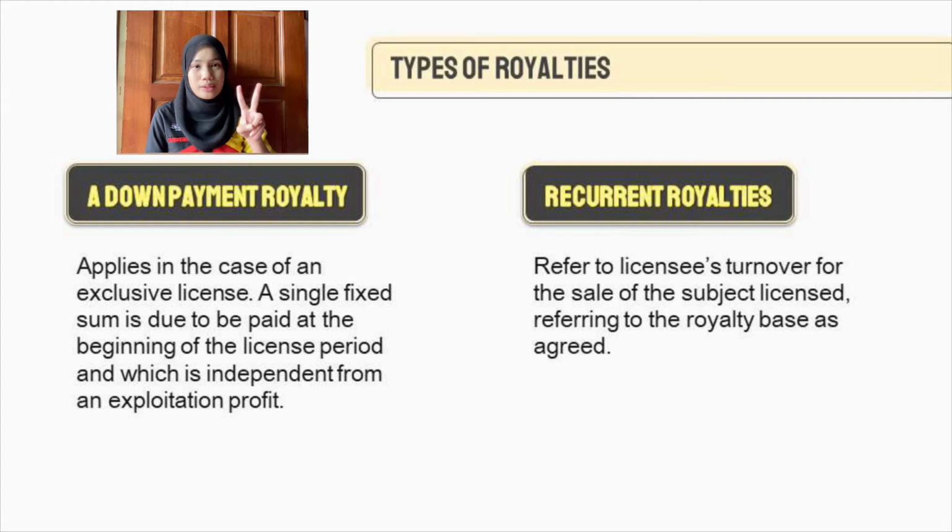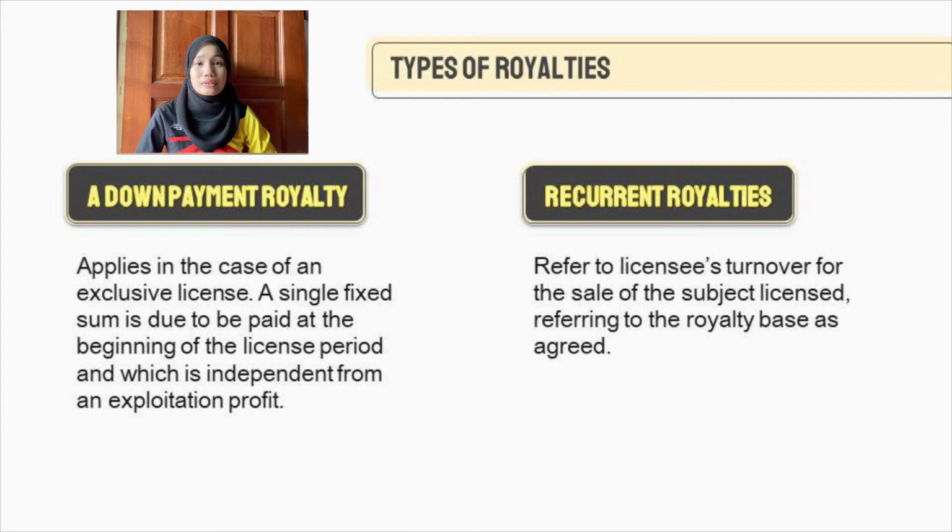Royalties have two types, which is down payment royalties and also recurrent royalties. Down payment royalties apply in the case of an exclusive license. It is a single fixed sum that is due to be paid at the beginning of the license period and which is independent from exploitation profit. For example, the licensor will give an amount to the licensee to be paid at the beginning of the license period to avoid any unbalanced profit.